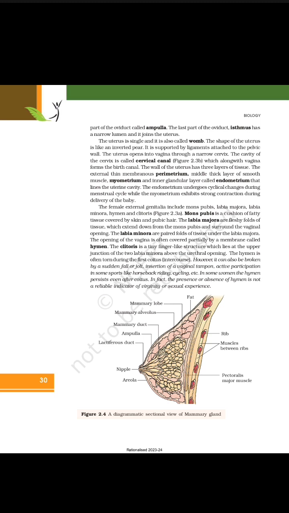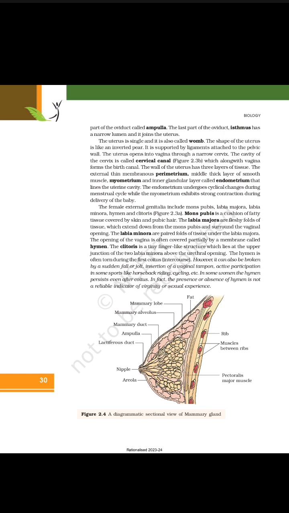The cavity of the cervix is called the cervical canal, which along with the vagina forms the birth canal. The wall of the uterus has three layers of tissue: the external thin membranous perimetrium, the middle thick layer of smooth muscle called the myometrium, and the inner glandular layer called the endometrium that lines the uterine cavity. The endometrium undergoes cyclical changes during the menstrual cycle, while the myometrium exhibits strong contraction during the delivery of the baby.